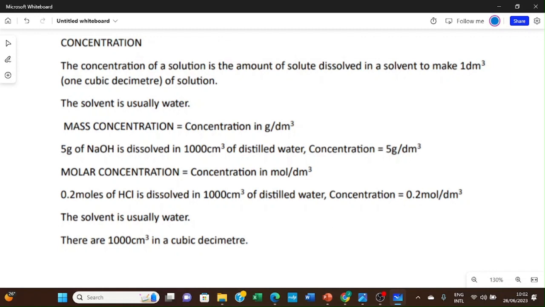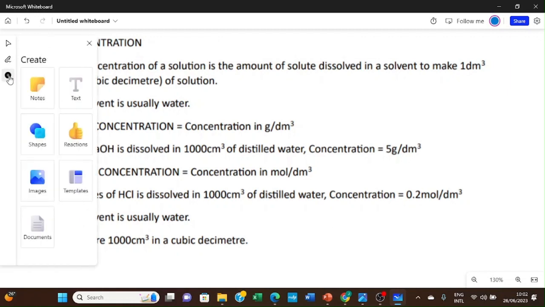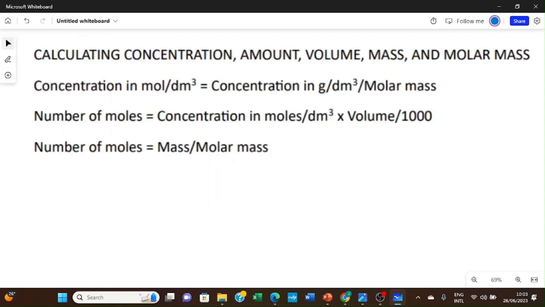Let's look at further problems on concentration and solution. Now, how do we handle concentration? How do we calculate concentration? How do we calculate amount? How do we calculate volume? How do we calculate mass? How do we calculate molar mass of your solute? It's as simple as ABC.